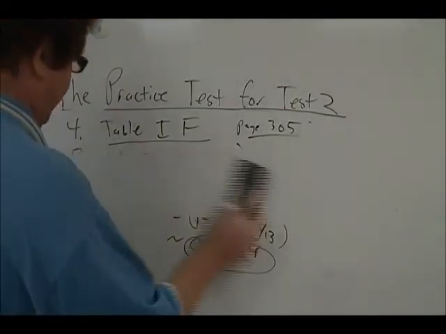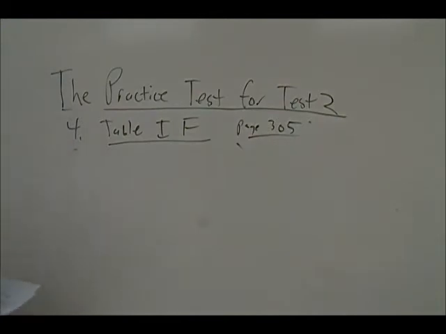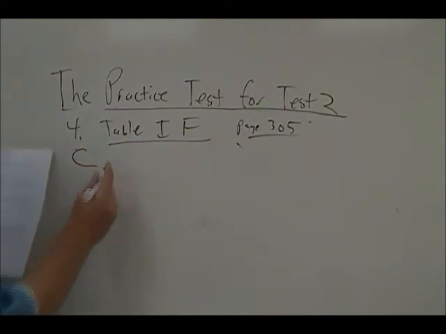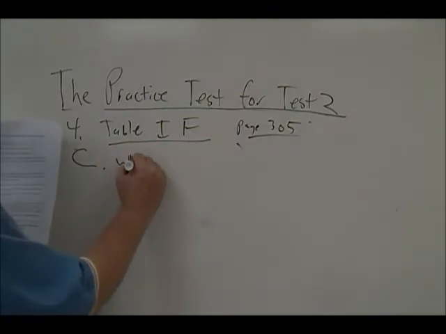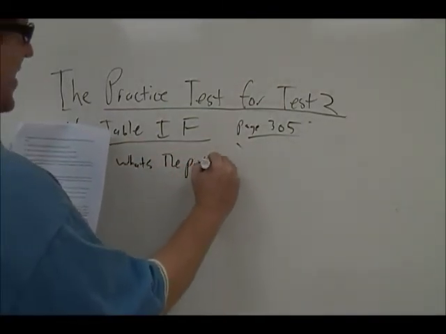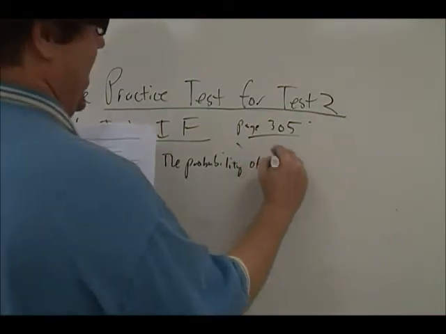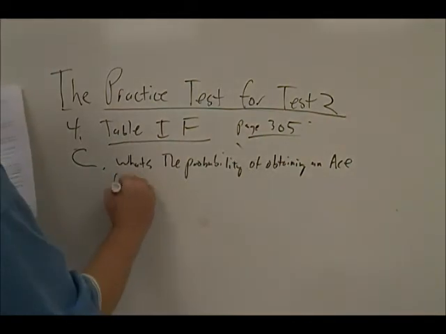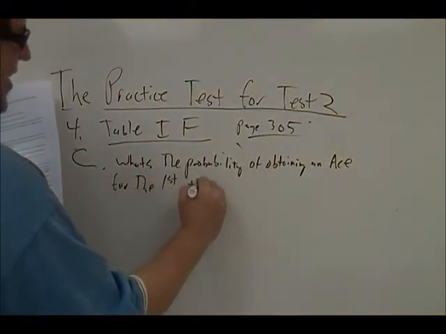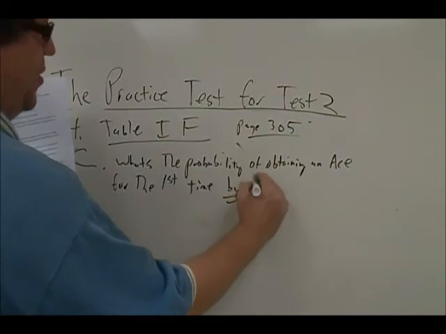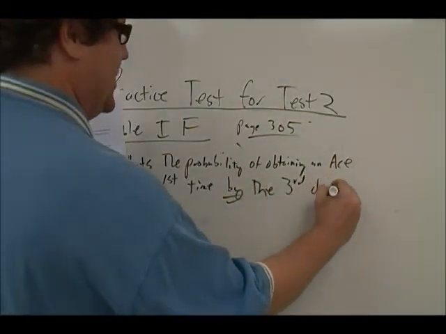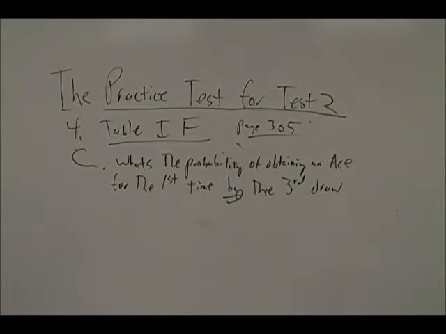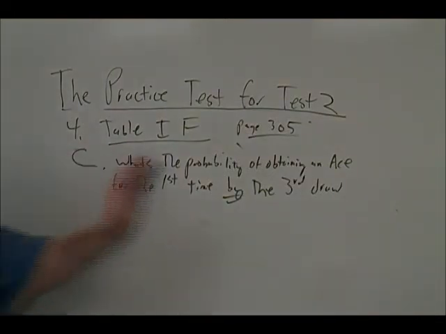Now if we go to part C, which is the last part of problem 4, it's the same kind of question, but now we don't say on, we say by. It says, what's the probability of obtaining an ace for the first time by the 3rd draw? So this is not the same as saying what's the probability of obtaining an ace for the very first time on the 3rd draw.